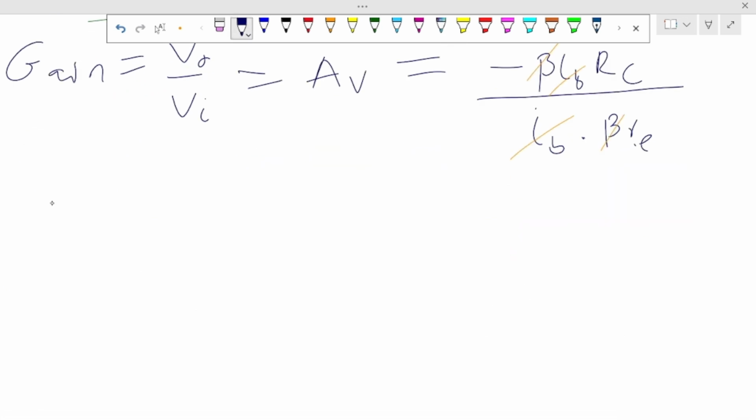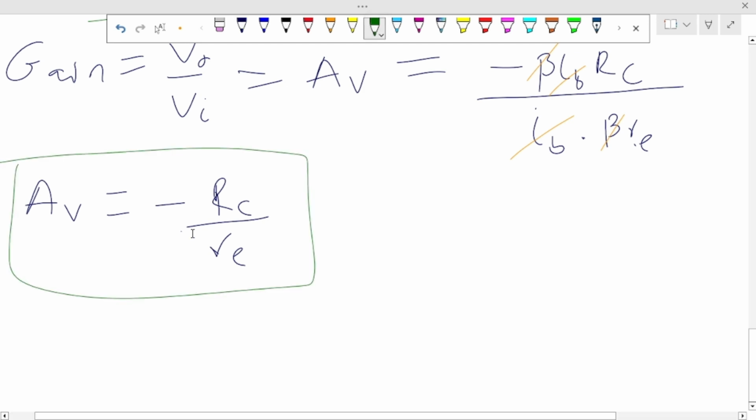is gain. Which will be your gain? AV equals minus RC all over RE. That is your gain. Keep this somewhere, don't forget it. Okay, remember it. Recall.